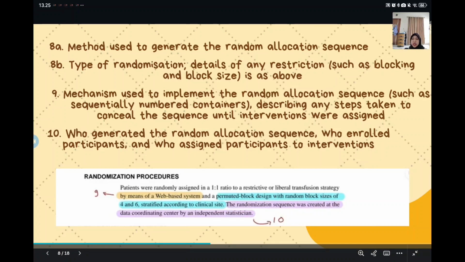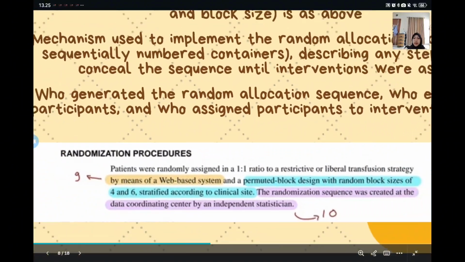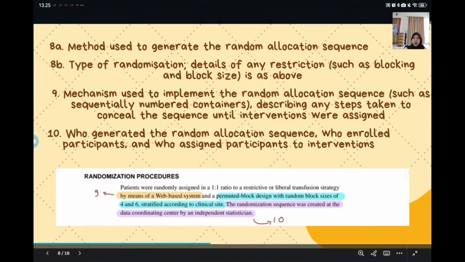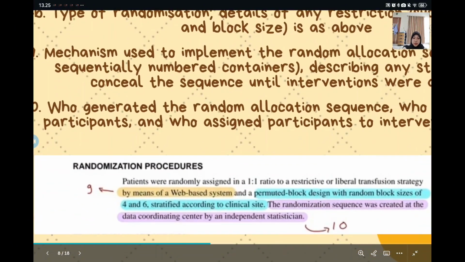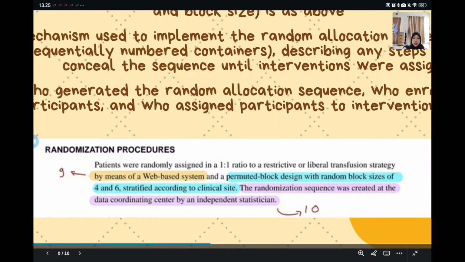Okay, the ninth is the mechanism used to implement the random allocation sequence, such as sequentially numbered containers, describing any steps taken to conceal the sequence until interventions were assigned. It mentioned in the paragraph by means of a web-based system. And who generated the random allocation sequence, who enrolled participants, and who assigned participants to interventions. It mentioned in here also the randomization sequence was created at the data coordinating center by an independent statistician.